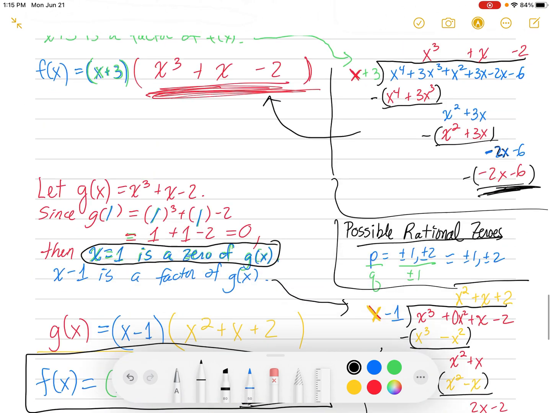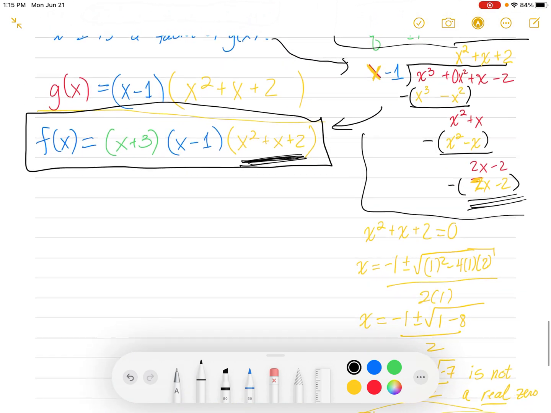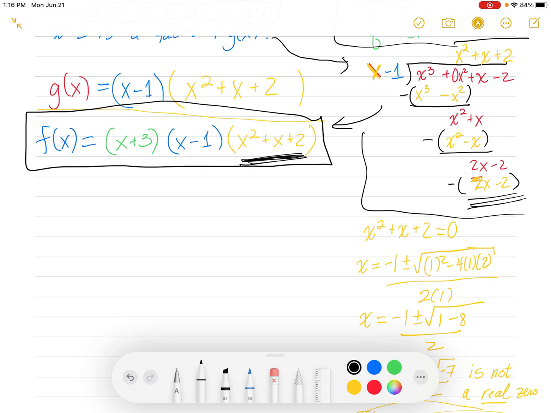So you only have 2 zeros. You have 1 as a 0, and you have negative 3 as a 0. And then you have this factorization. There are only 3 factors here. So you have 2 linear factors, and 1 quadratic factor for this one. All right, so we're going to stop there.